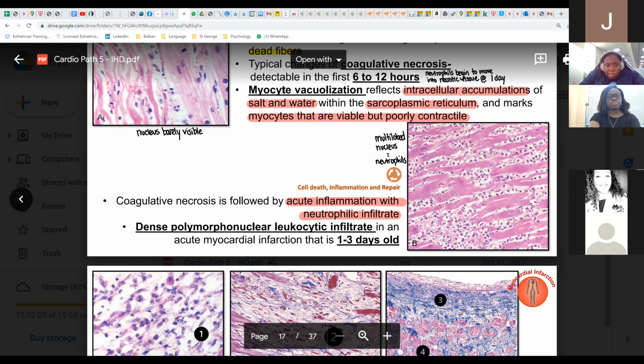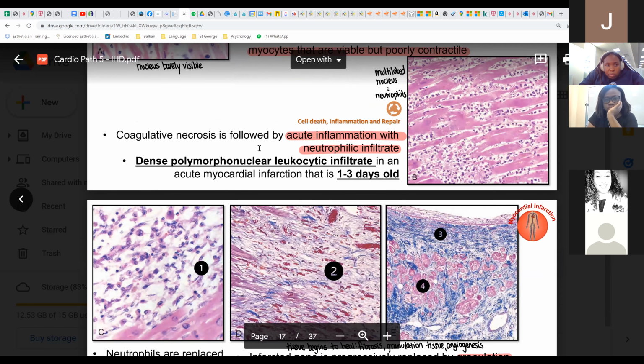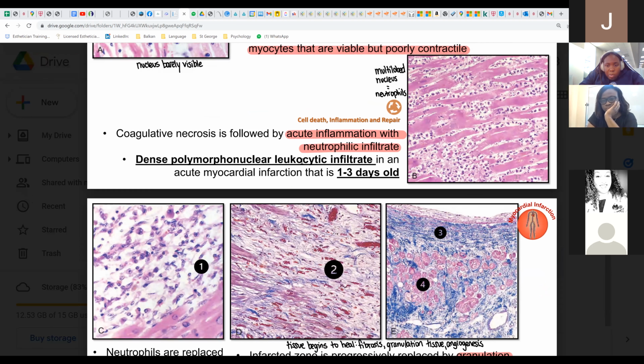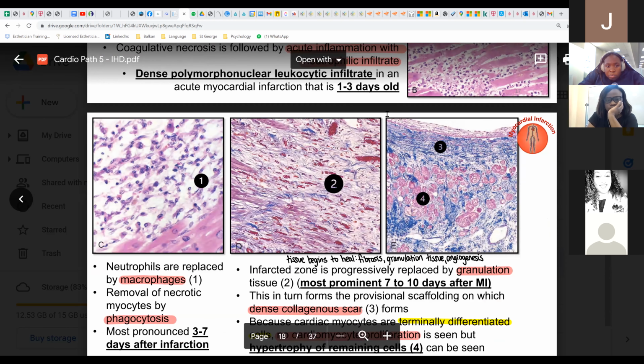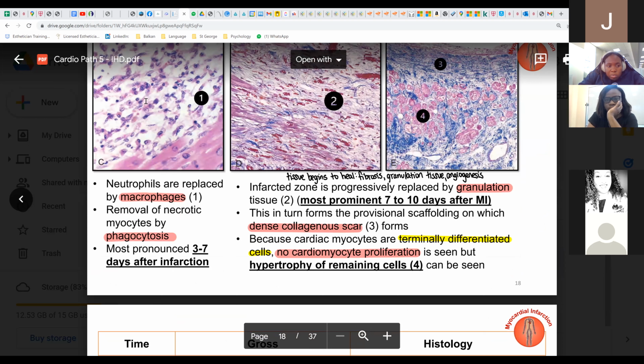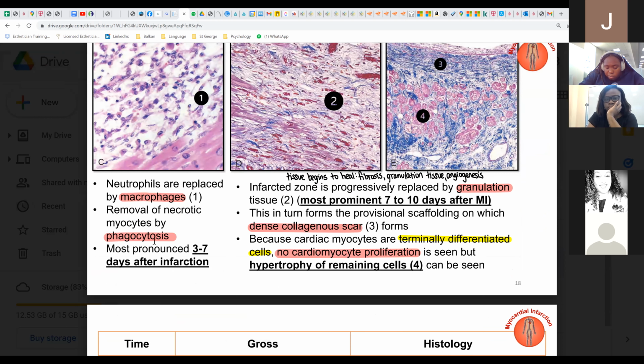Next, what else is here saying? Yeah, dense polymorphonuclear leukocyte infiltrate in an acute MI that is 1 to 3 days old is over here in the image. Again, you're going to continuously have your coagulative necrosis. So now you're going to have your monocytes come in, but a lot of it is just the neutrophils. Okay, so you're just going to have extensive inflammation. Okay. Next, after about 3 to, they say here 3 to 7 days. Okay, 3 to 7 days, we'll go with that.